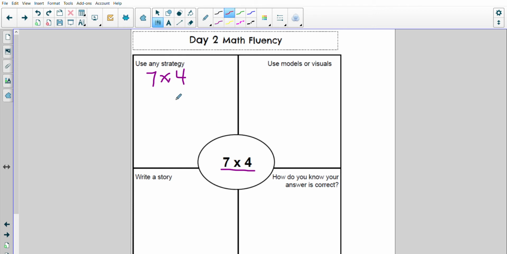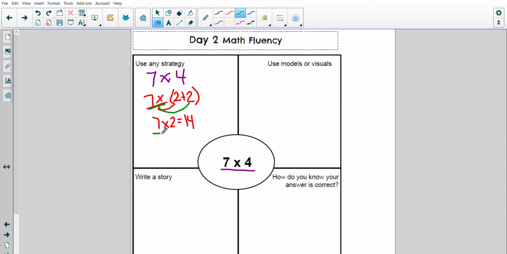So 7 times 4, and I'm going to break down this 4 into something that's going to help me solve this problem. I know 4 is the same thing as 2 plus 2. I'm going to decompose it so that it's easier for me to multiply, and I know my 2's fairly easily. So I'm going to distribute the 7 to this 2. I have 7 times 2, and I know that is 14.